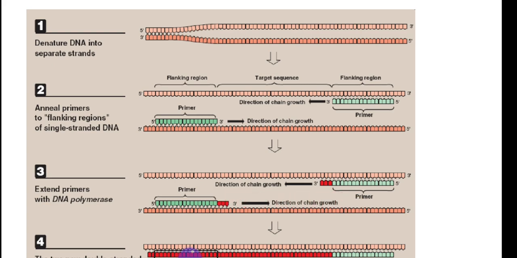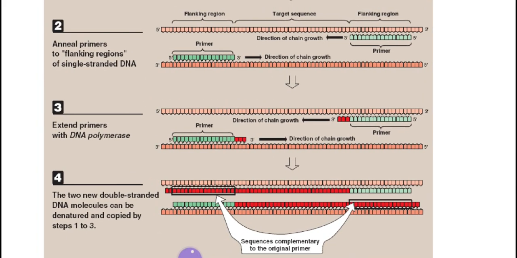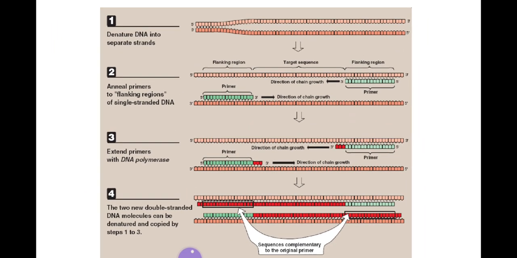Both strands are extended in this way, in the direction of the chain growth. So in the fourth step, from a single DNA molecule we now have two DNA molecules. The two new double-stranded DNA molecules can then be denatured and copied by again going through steps 1 to 3. So these are all the steps which are used in PCR. This is the first cycle.